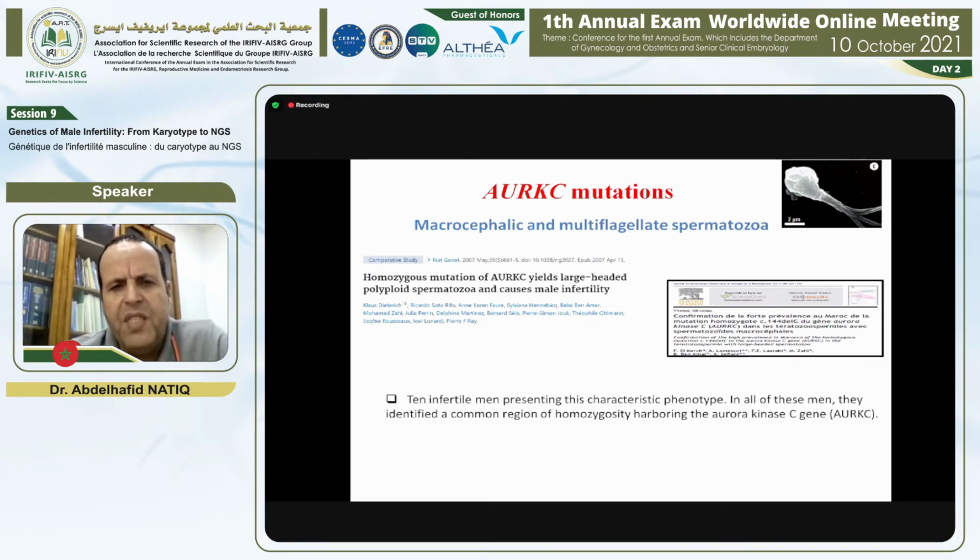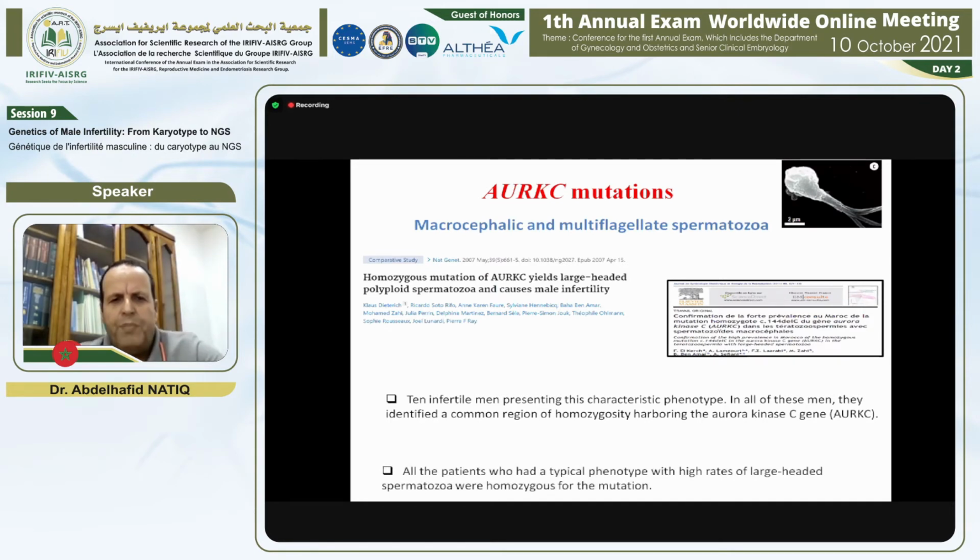In 10 infertile men presenting this characteristic phenotype, they identified a common region of homozygosity harboring the Aurora kinase C gene. All the patients who had a typical phenotype with a high rate of large-headed spermatozoa were homozygous for this mutation. In our experience in the lab, when we have more than 70% of macrocephalic and multiflagellar spermatozoa, we find this mutation.